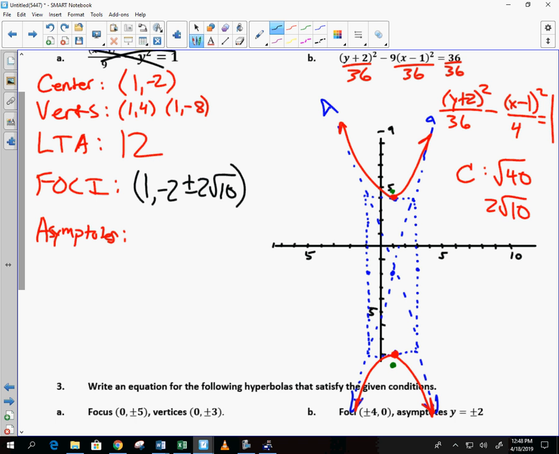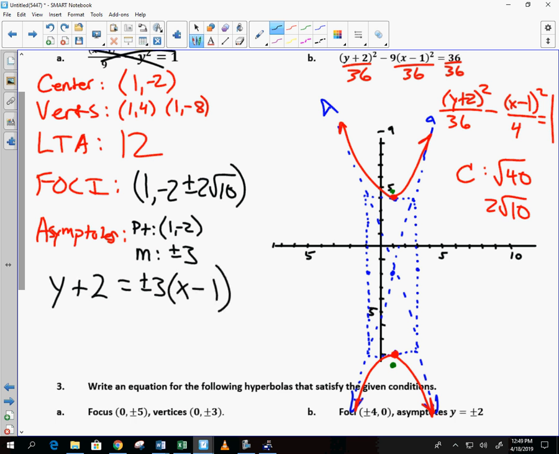The asymptotes. What is the point at which they pass through? 1, negative 2. What is the slope of the asymptotes? Check the rise over run of your box. Six over 2, which is 3, plus or minus 3. So therefore, the equation for asymptotes, y plus 2 is equal to plus or minus 3 times x minus 1.